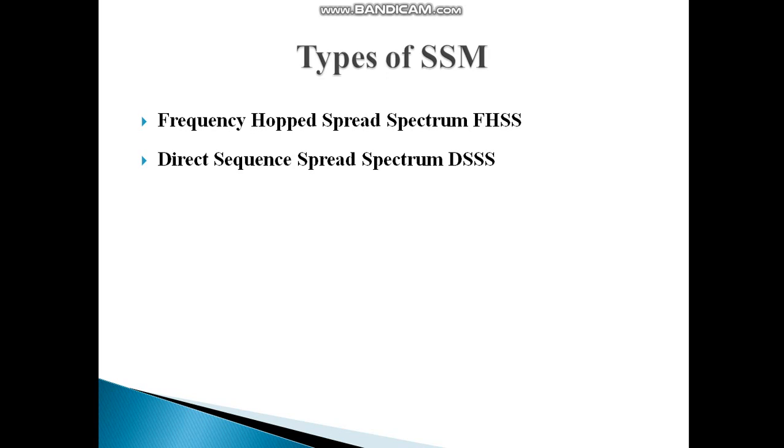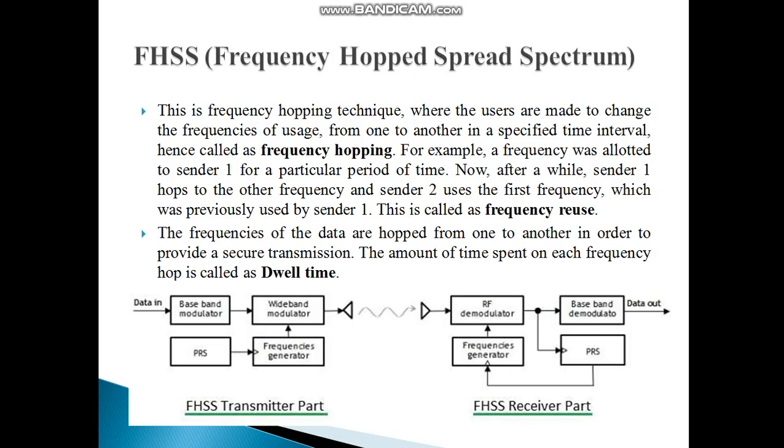Next, there are two types of SSM. First is FHSS and second is DSSS. FHSS stands for frequency hop spread spectrum, and DSSS is direct sequence spread spectrum. Let's see first FHSS. This is a frequency hopping technique where the users change the frequencies from one to another in a specified time interval, hence called frequency hopping.